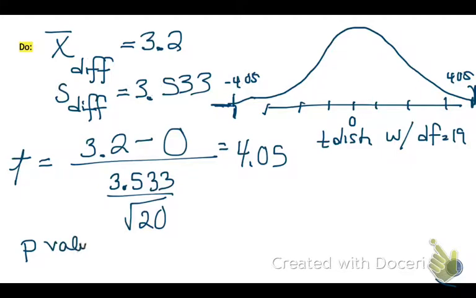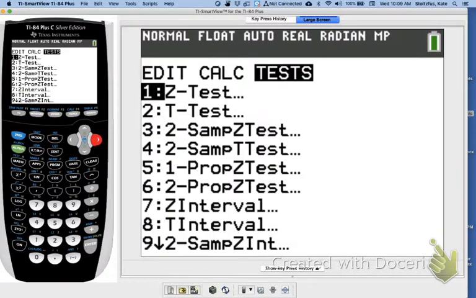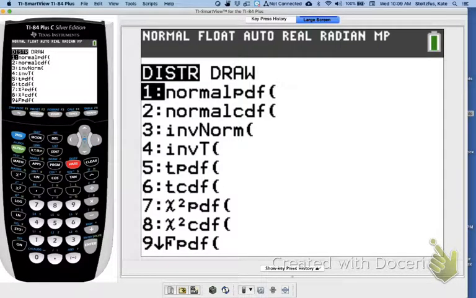So I need my p-value now. I can get it several ways. I'm going to do it on technology. So 2 times, because it's two-tailed, 2 times tcdf. Let's pause for a second and go to the graphing calculator. I'm going to first show you this way. I'm going to run tcdf, which is in your distribution menu, so second vars. tcdf is option 6.